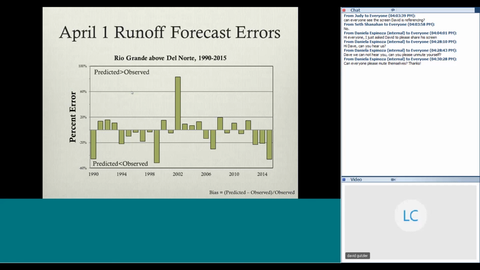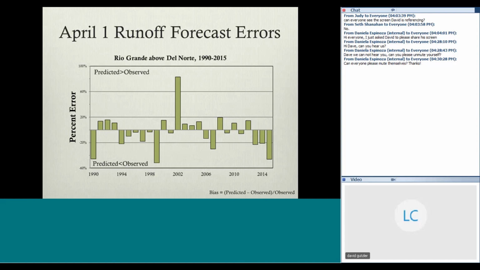This plot shows variability in the water supply outlook errors from 1990 through 2014 based on April 1 snow water equivalent. And this is for the Rio Grande above Del Norte, which is the same gauge that Dave Gutzler used in his study. The horizontal line represents 0. Values that are above 0 represent years where the predicted value for water supply was greater than what actually happened. And the inverse applies to values below the 0 line.